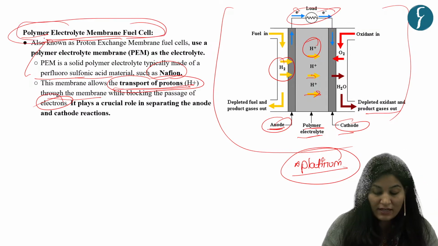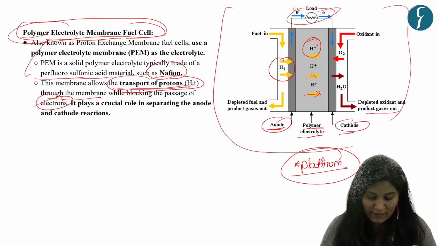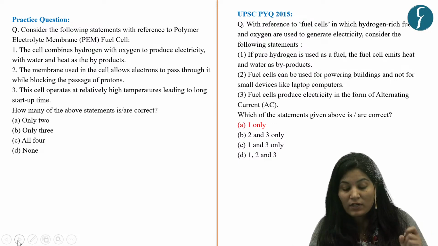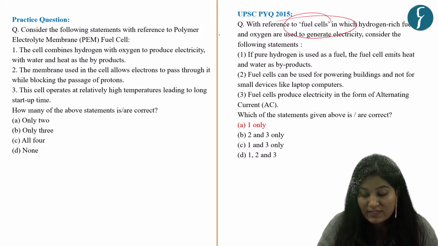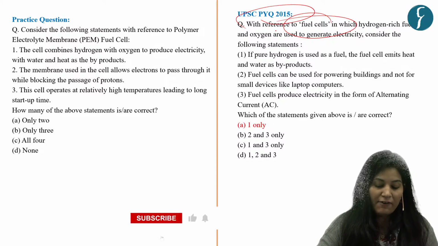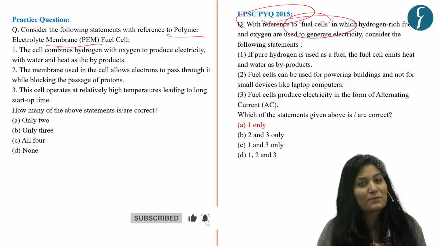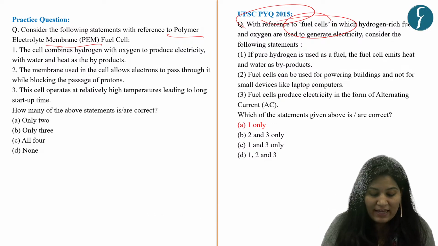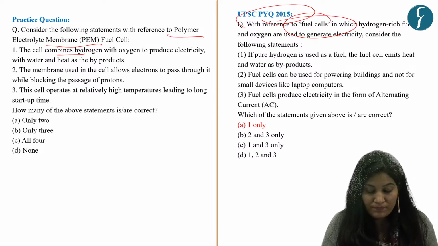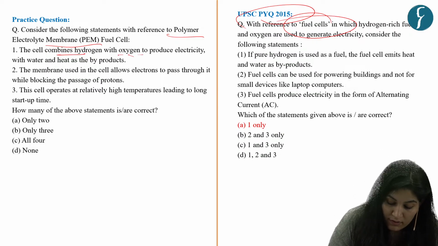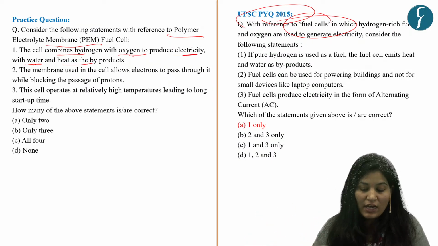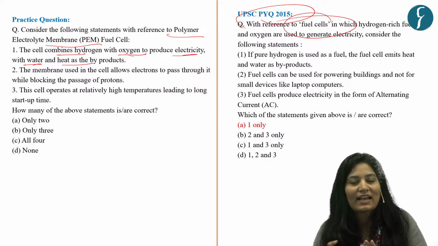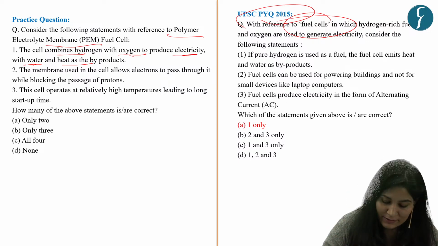Okay. Now let's solve an MCQ based on this info. Why have we taken this? Because UPSC has been asking questions on alternative fuel technologies. Like there was a question based on fuel cell in the year 2015. So here we have a practice question on the polymer electrolyte membrane, that is PEM fuel cell. The first statement is: the cell combines hydrogen with oxygen to produce electricity with water and heat as a byproduct. This we have seen, that the cell combines hydrogen at the anode side and oxygen at the cathode side to produce electricity with water and heat as a byproduct. This makes our first statement correct.